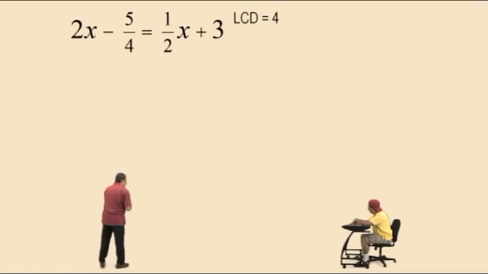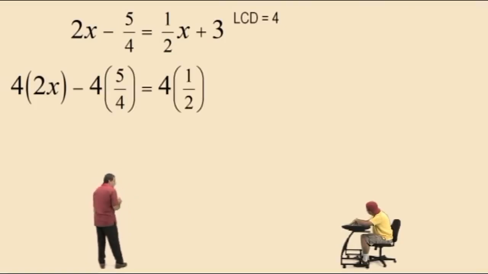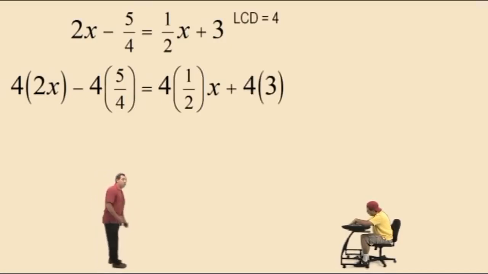So we'll go ahead and go straight to that step by saying, okay, we first begin with 4 times 2x, subtract 4 times 5/4 equals 4 times 1/2 times x plus 4 times 3. So there you go, right? We multiplied both sides by 4 and distributed.